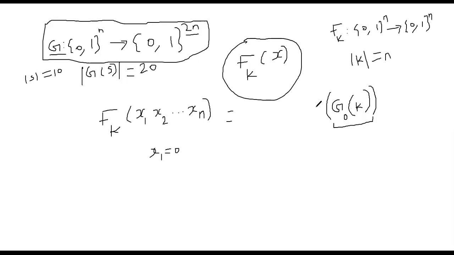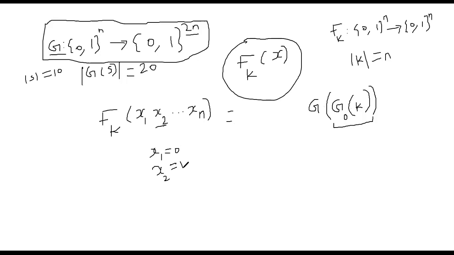Now we can call G again on this n-bit number. We will get a 2n-bit number. Now we will use the second bit of our input. Let's say x2 is 1 for a moment.